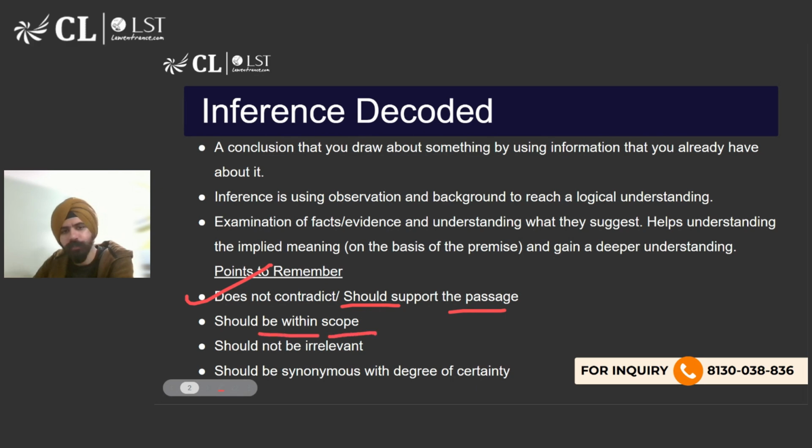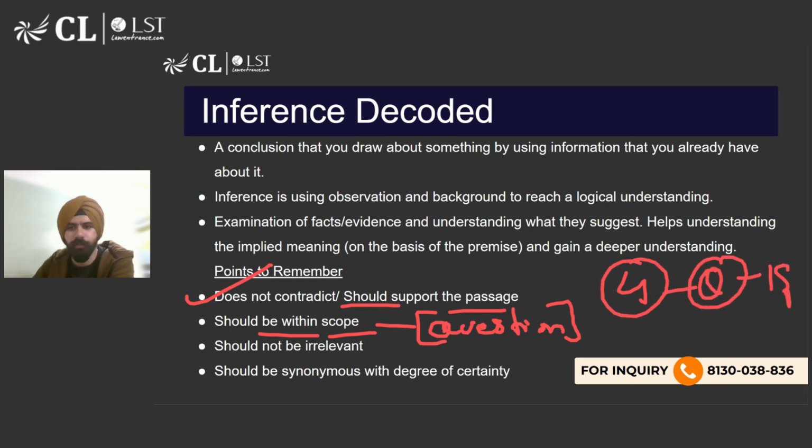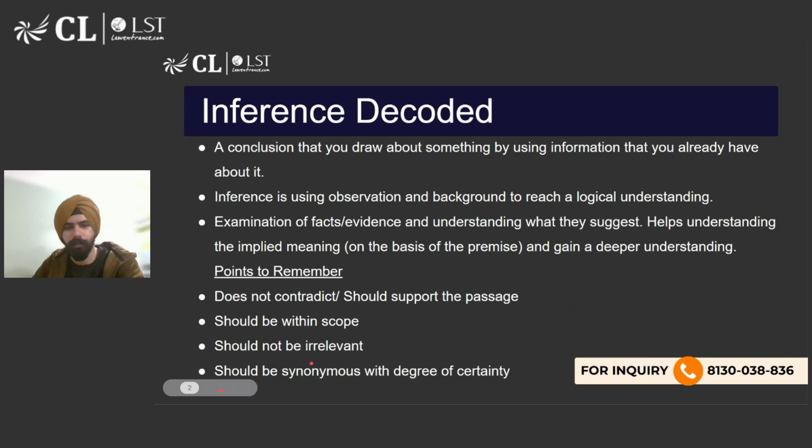It should be well within the scope of the question. Now, remember, I'm saying the scope of the question and not the scope of the passage, because in a passage there can be multiple topics. The author could be talking about four different things. The question would be asking you about one specific thing. So you have to read the question very carefully. It should be within the scope of the question, and it should be relevant as well, your inference or your conclusion.